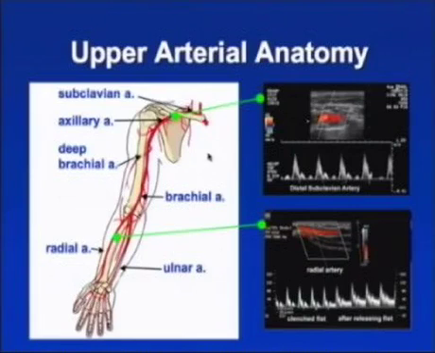Here's the arterial anatomy. This is the subclavian artery that comes into the axillary artery. The brachial artery courses down to the bifurcation of the radial artery and the ulnar artery. We also occasionally see the deep brachial artery coming off the brachial artery in the upper part of the arm. The waveform patterns that we'll typically see are a high resistance waveform. This is a subclavian artery waveform showing a high resistance.